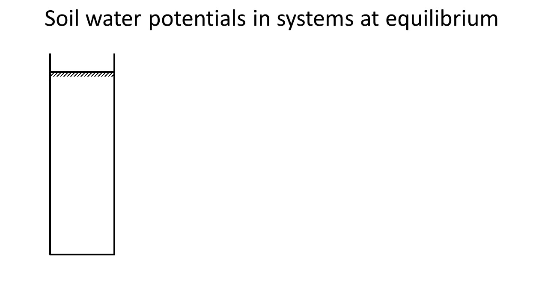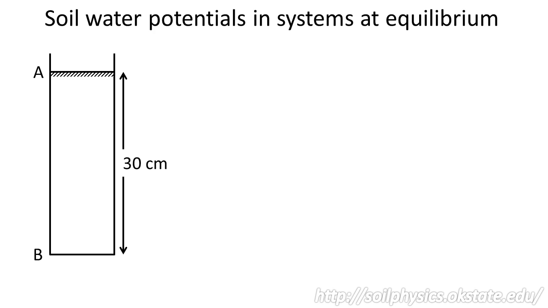Hi, this is Tyson Ochsner, and I want today to help you understand soil-water potentials in systems at equilibrium. On the left side here is a soil column, and the dashed line here represents the soil surface. The soil column at the surface, we're going to call that point A, and down below we'll call point B. In this case, the soil column is 30 centimeters long.